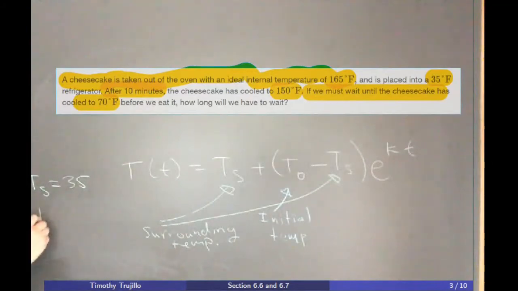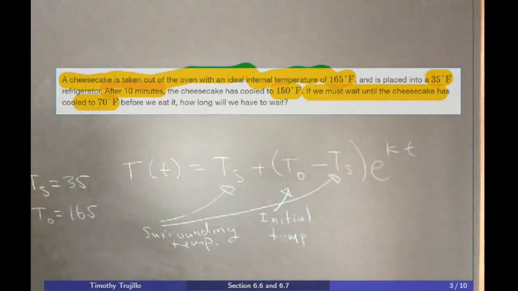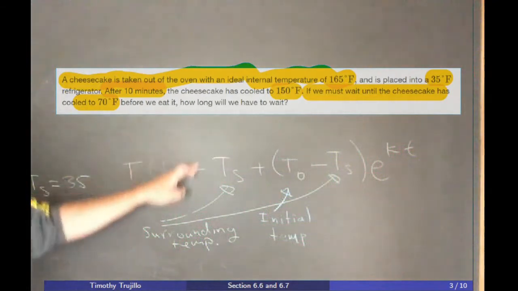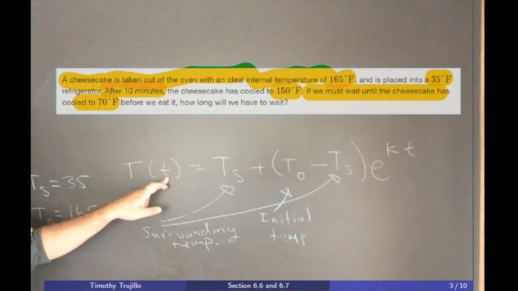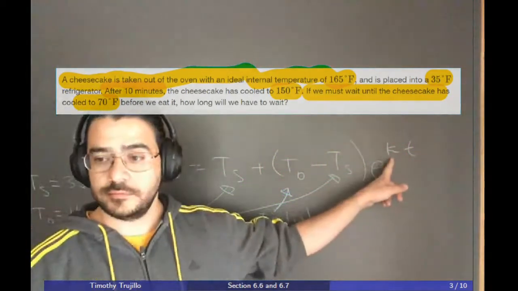What about T sub 0? What's the initial temperature in this problem? 165? Yeah, because that's the temperature of the cheesecake when we took it out of the oven. So that's the initial temperature, and this equation is keeping track of the temperature of the cheesecake as a function of time. So when t is 0, this is 165 degrees. That's what we mean by initial. And what we'll need to do is use that information to solve for k, all right?